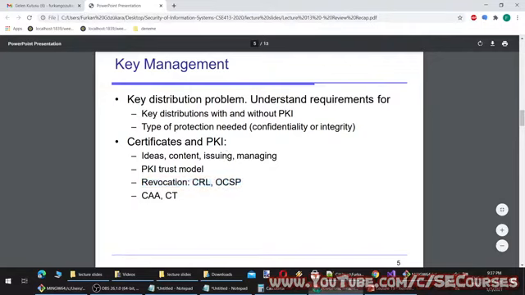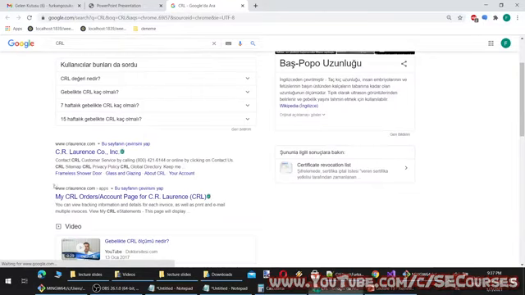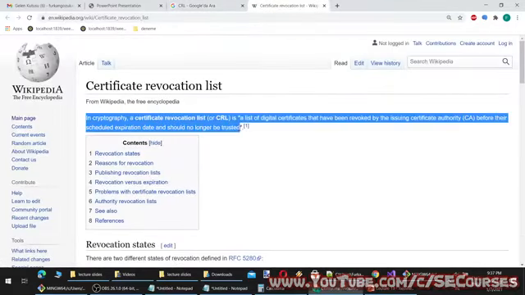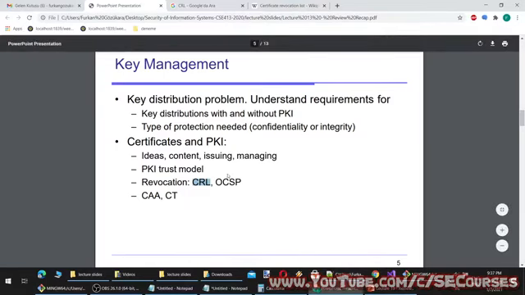Revocation, CRL, OCSP. So what was CRL? It was the certificate revocation list. In cryptography, a certificate revocation list, or CRL, is a list of digital certificates that have been revoked by the issuing certificate authority, CA, before their scheduled expiration date and should no longer be trusted. So what was OCSP?